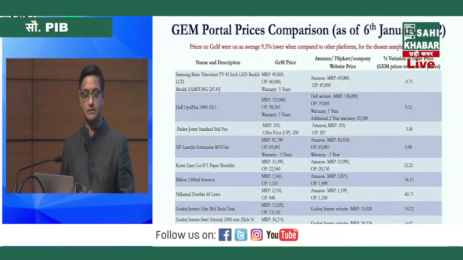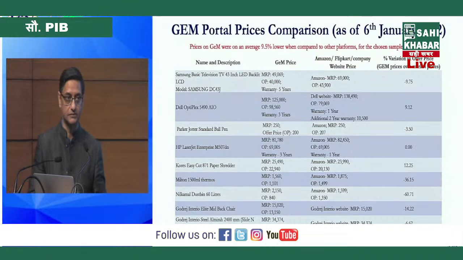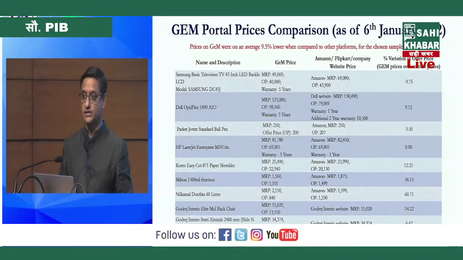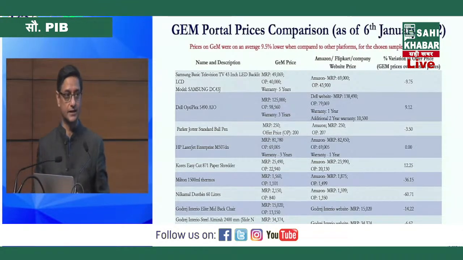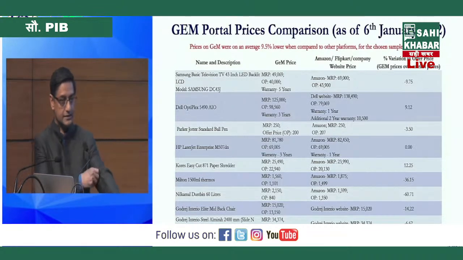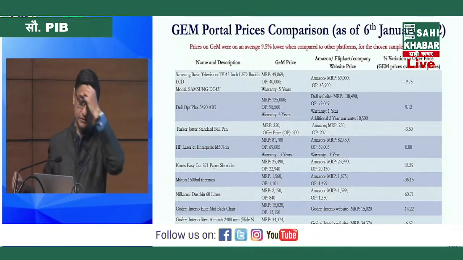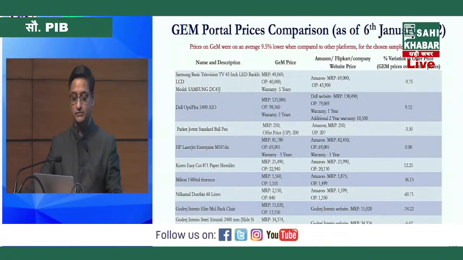Just to give you some flavor of some of the things we have discussed in this economic survey, as I mentioned, process reform pops up throughout this, in almost every segment in the economic survey. One of them was the introduction of the GEM portal to allow for the regular procurements of the government. And we did this a few years ago.